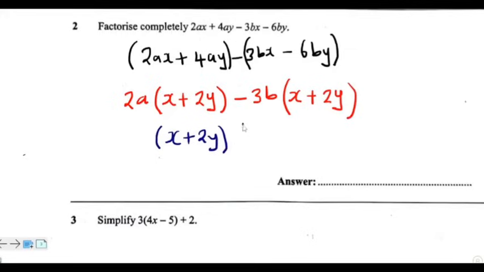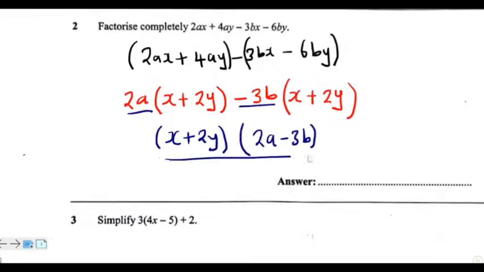You cross, again, open bracket. So you can see we have 2A minus 3B. So you write 2A minus 3B. So this is our answer.